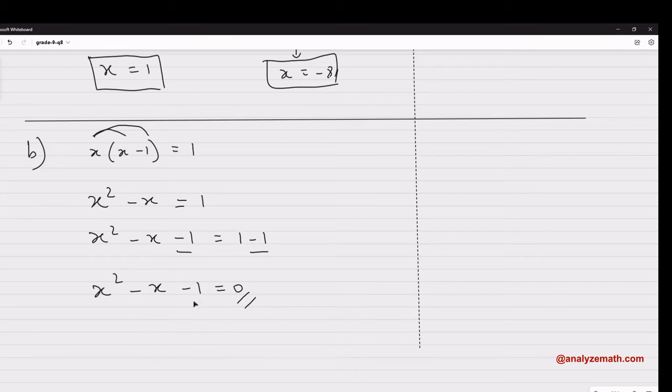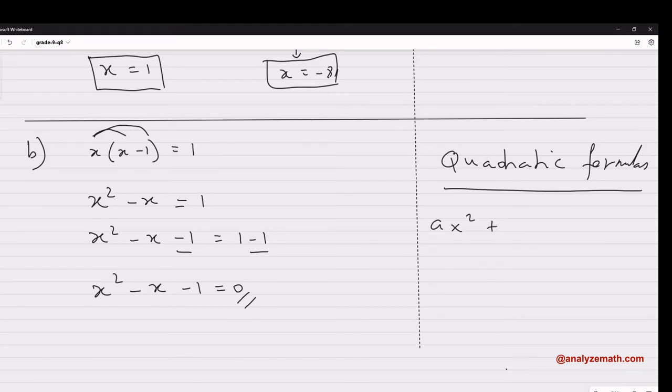Now trying to factor this, it doesn't seem to be factored easily. So let's try to use another way to solve the quadratic equations, which is the quadratic formula. Let's review it here before we use it. Quadratic formula. When you have ax² + bx + c, this is your equation. You go and you find the delta, the discriminant, it's b² - 4ac.